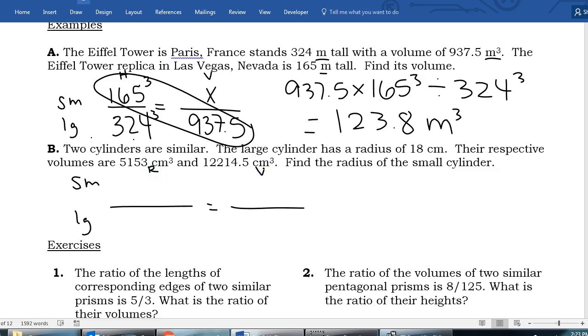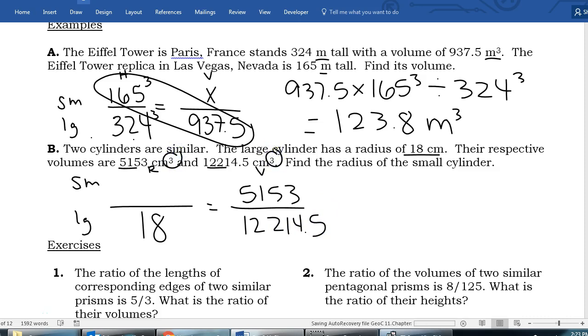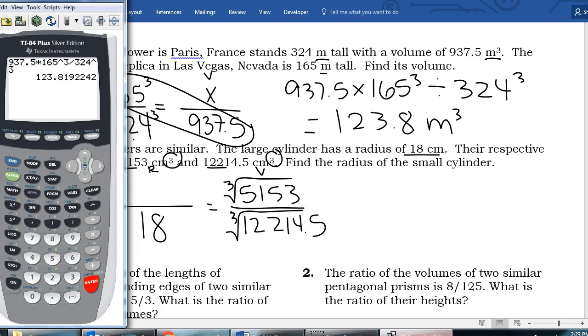So I see the large radius is 18. I see the smaller volume is 5,153. And the larger volume is 12,214.5. Now notice my volumes are already cubic measurements. So I need to uncube them so that my answer comes out as centimeters, not cubic centimeters. So the cube root and the cube root would go on these two to uncube them so that all of my units match now.